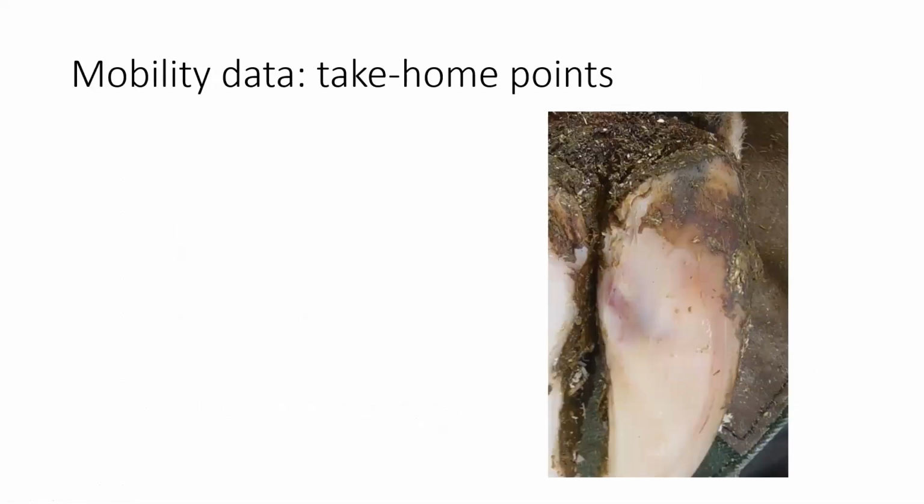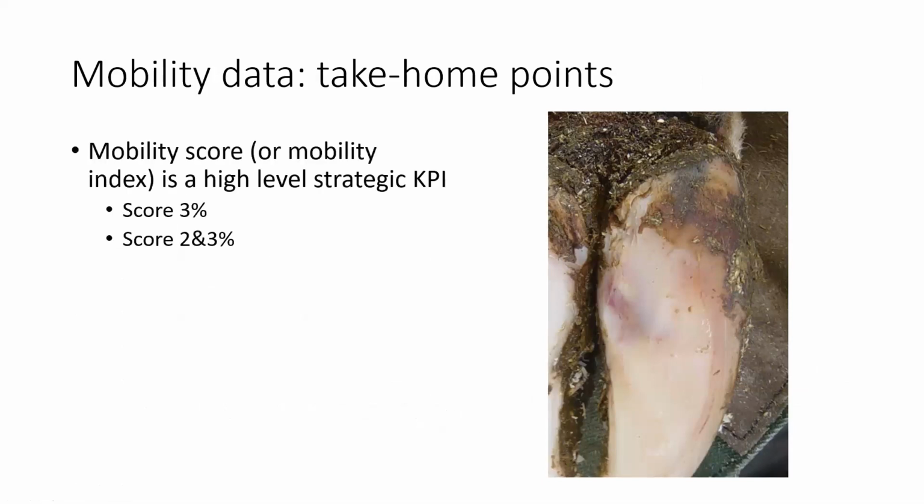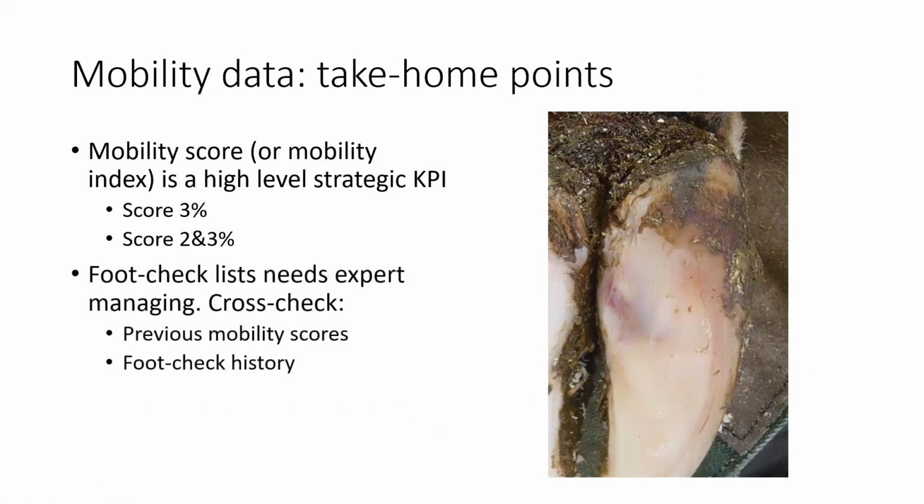So if we want to sum up how we can use the mobility data to greatest effect, I think there's a simple approach, which is just to plot the score 2s and the score 3s. And this is a high-level strategic KPI, which I think is very motivating and can drive an awful lot of change in its own right.